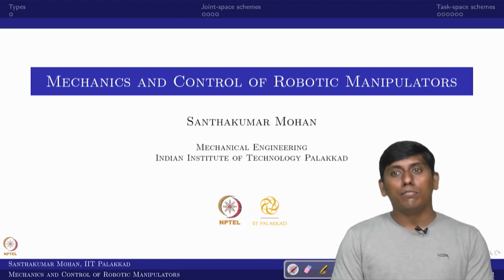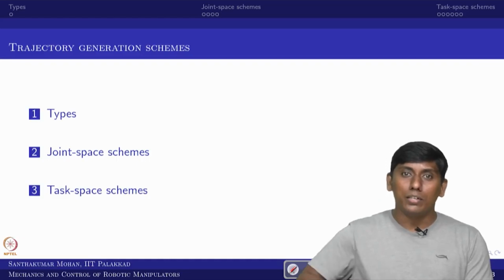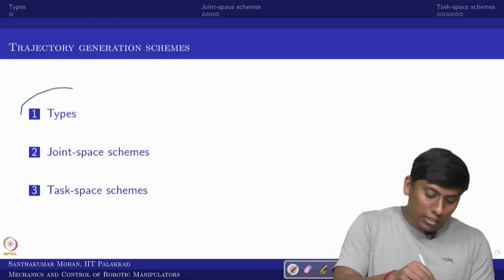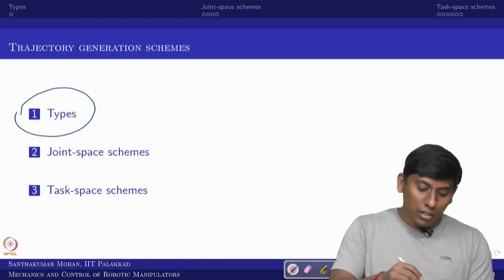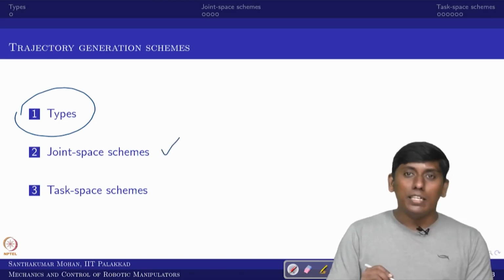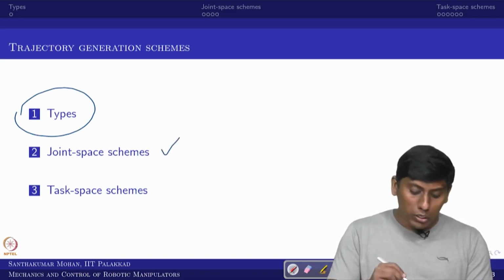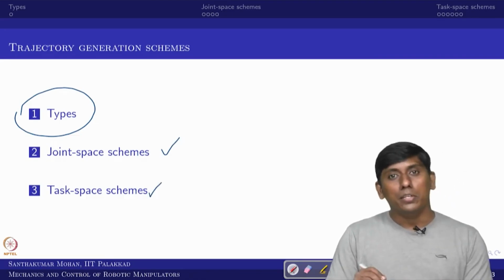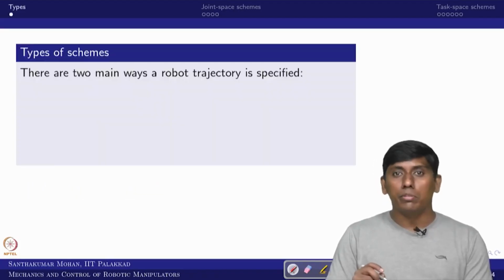In this particular lecture we are going to see this along with the manipulator, in the sense we are bringing in some parameters of the manipulator. So for that we are going to talk about the types of trajectory generation scheme for a robotic manipulator. There are two schemes available. One is the joint space scheme, the other one is the task space scheme. This is what we are focusing on in this lecture. We'll see how that goes.